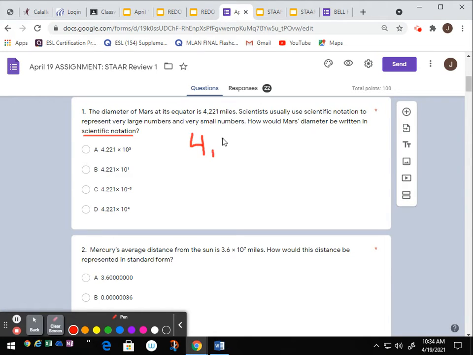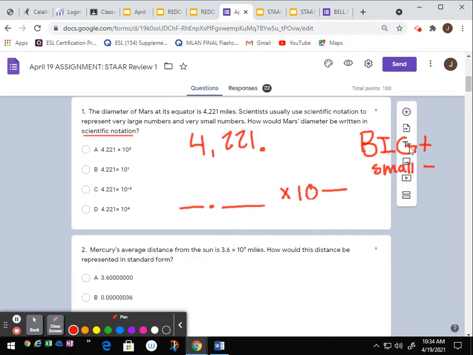We have 4,221 miles, okay? And we have our decimal point here. In scientific notation, we have our first digit, then a decimal, then whatever's remaining, times 10 to some type of power. If it's a big number, our exponent is going to be positive. If it's a small number, it's going to be negative. When we're talking big, we're talking about larger than 10, and when we're talking small, we're talking less than 1.